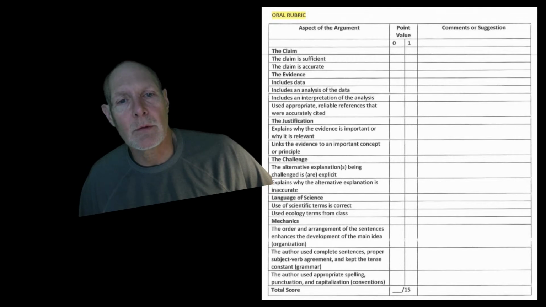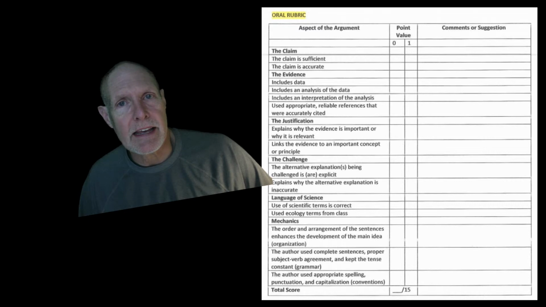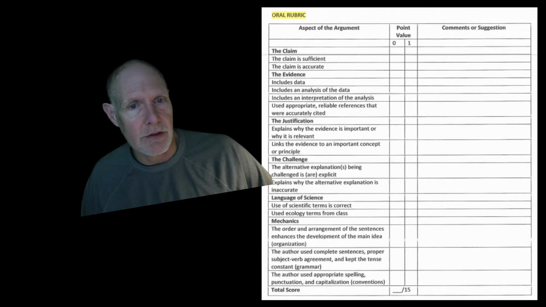Did it have reliable references that were accurately cited? In some cases, some of those may not apply. So you could just put an NA for not applicable, but be careful that you don't put in an NA when you really should have addressed something.